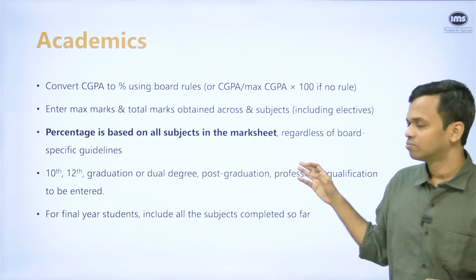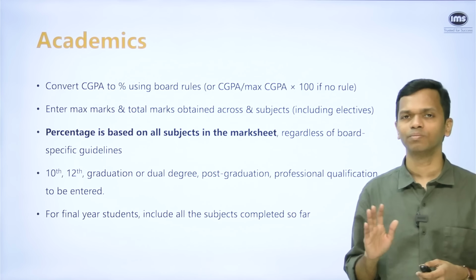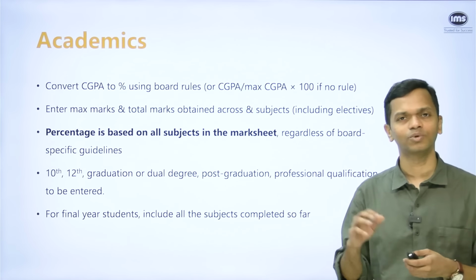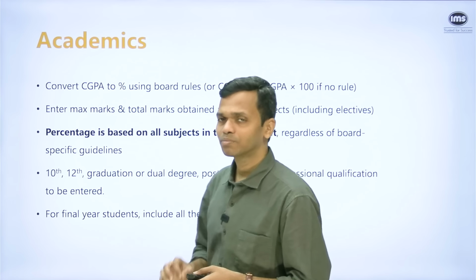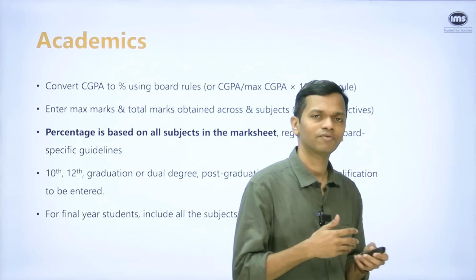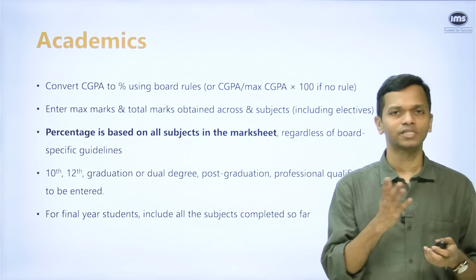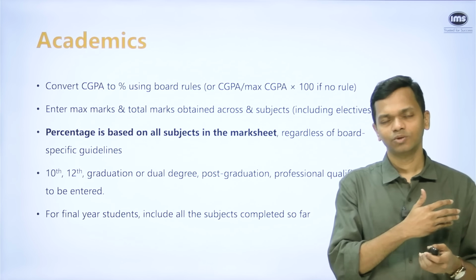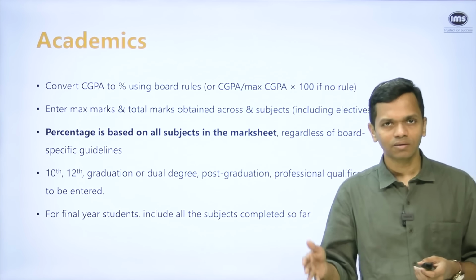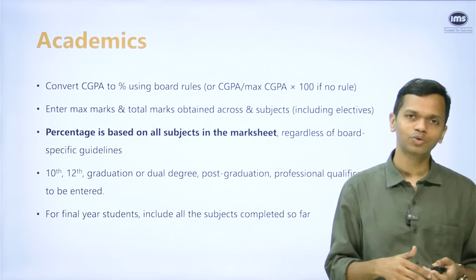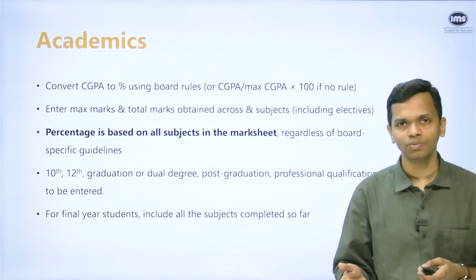Then 10th, 12th, graduation, dual degree, post-graduation, professional qualification, whatever you have, just keep all your documents in one place for now, so that when you fill the CAT form, you can just enter those details. And for final year students, you have to enter all the subjects that you have completed so far. So if, let's say, by the time you fill the CAT application form, when you're in the final year, you have received marks for the first and the second year, in that case, you have to use all of them. So for individual semesters or trimesters, every single semester or trimester mark sheet, you'll have to use that for your calculation. That decides your eligibility, that I am somebody who is eligible to take the CAT.